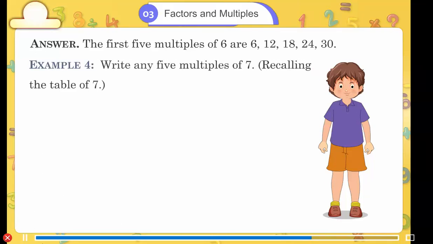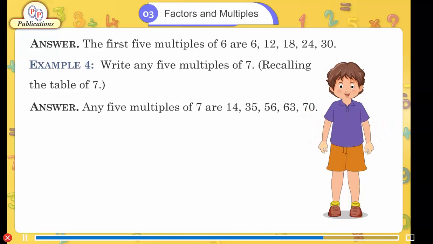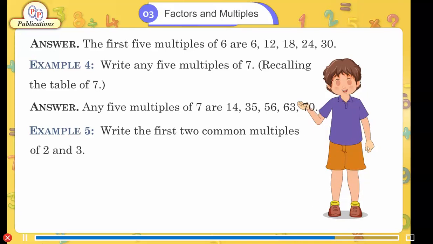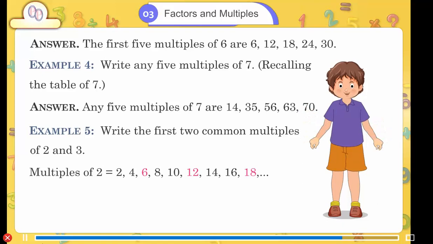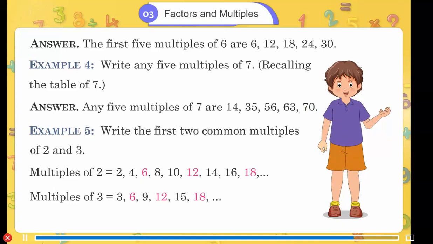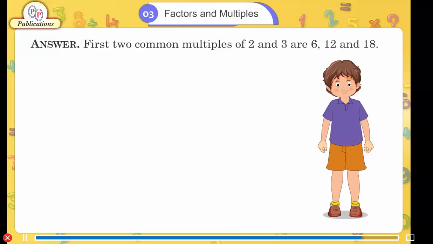Example 4. Write any 5 multiples of 7, recalling the table of 7. Answer. Any 5 multiples of 7 are 14, 35, 56, 63, 70. Example 5. Write the first 2 common multiples of 2 and 3. Multiples of 2 are 2, 4, 6, 8, 10, 12, 14, 16, 18. Multiples of 3 are 3, 6, 9, 12, 15, 18. Answer. The first 2 common multiples of 2 and 3 are 6 and 12.